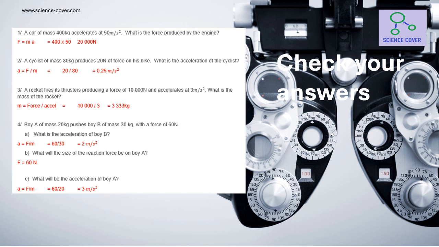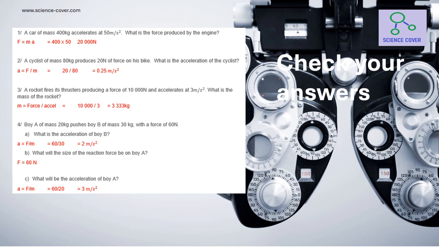Number 1. A car of mass 400 kilograms accelerates at 50 meters per second squared. What force is produced by the engine? Well, force is mass multiplied by acceleration, so we have 400 multiplied by 50. This is 20,000 newtons.